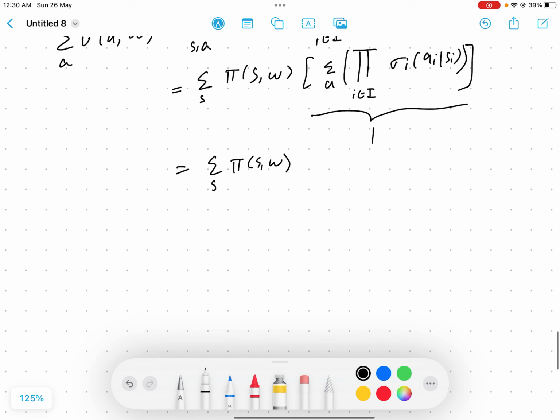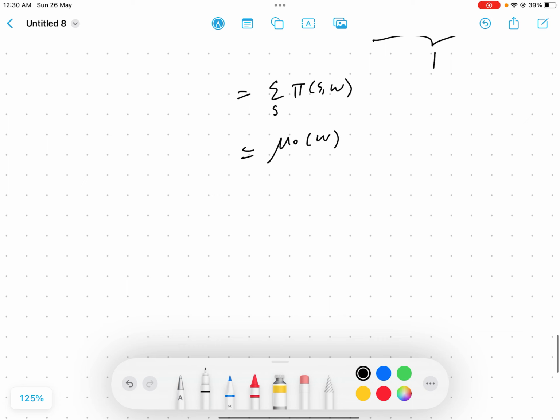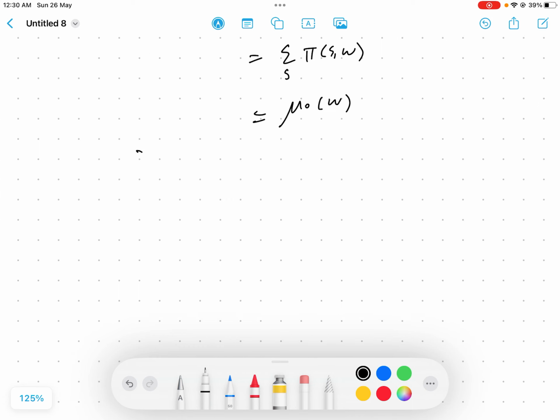Then this becomes this, okay. And recall that we have that definition we just mentioned. So this is the marginal distribution of the pi over the omega. So this is nothing but mu naught, the prior. And that's done for the first check of the consistency. And the next thing to check is the obedience.